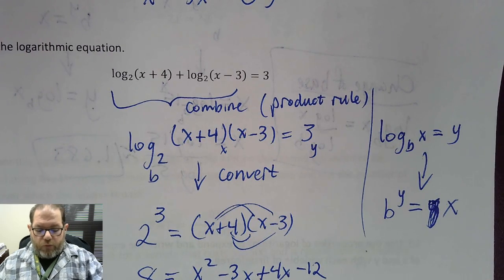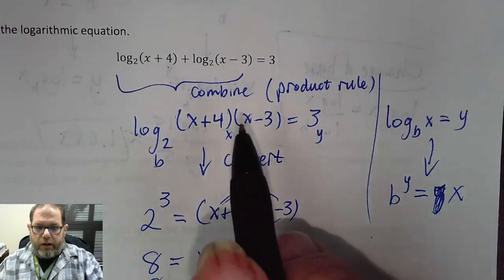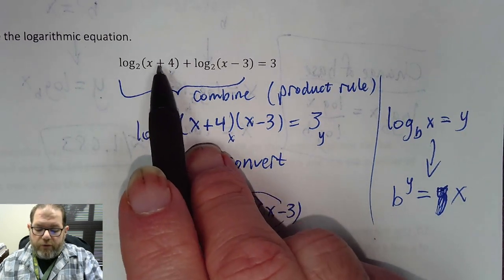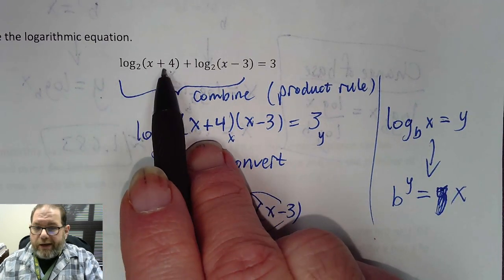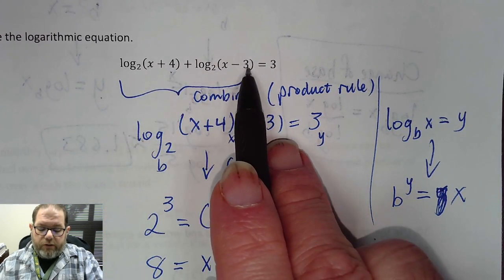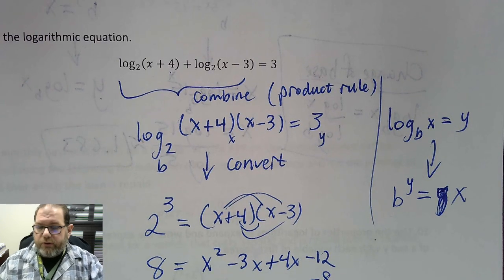So if we take our 4 that we got, our first solution was x equals 4, come back up to the original equation, 4 plus 4 means we're going to be taking log of 8. And that's fine. Log of 8 is a good number. 4 minus 3, that's a 1. Log of 1 is also a good number. So we know we're good there.